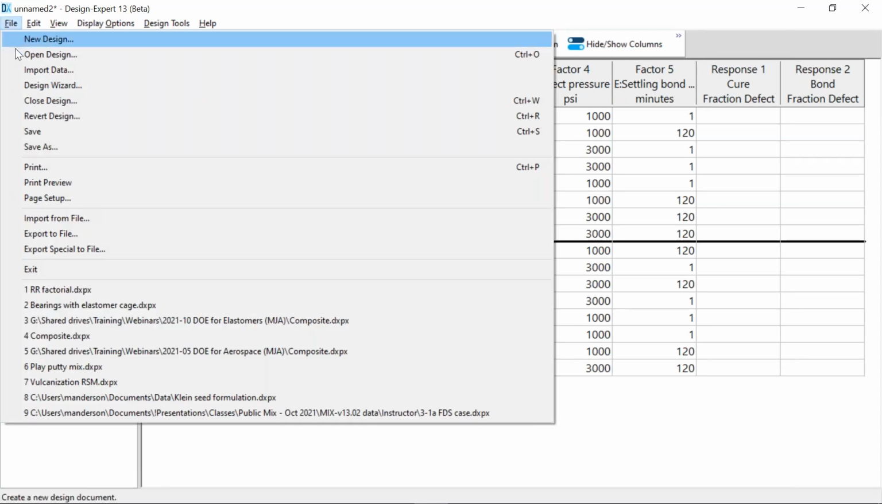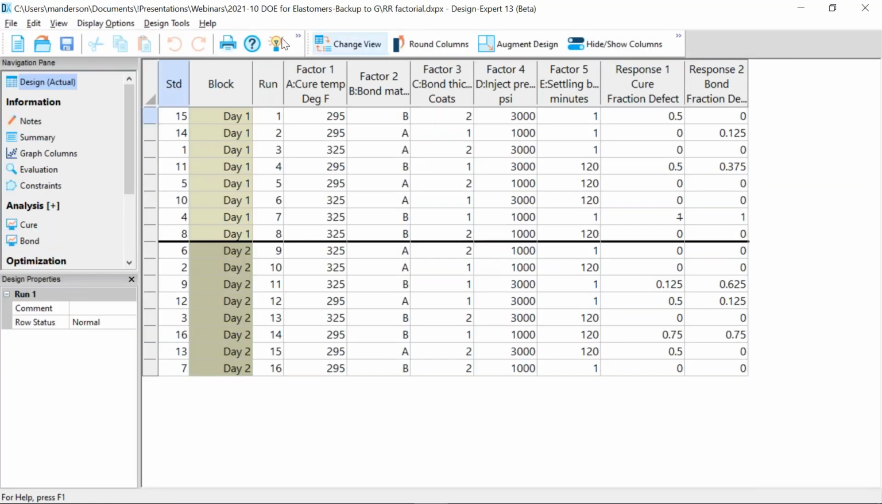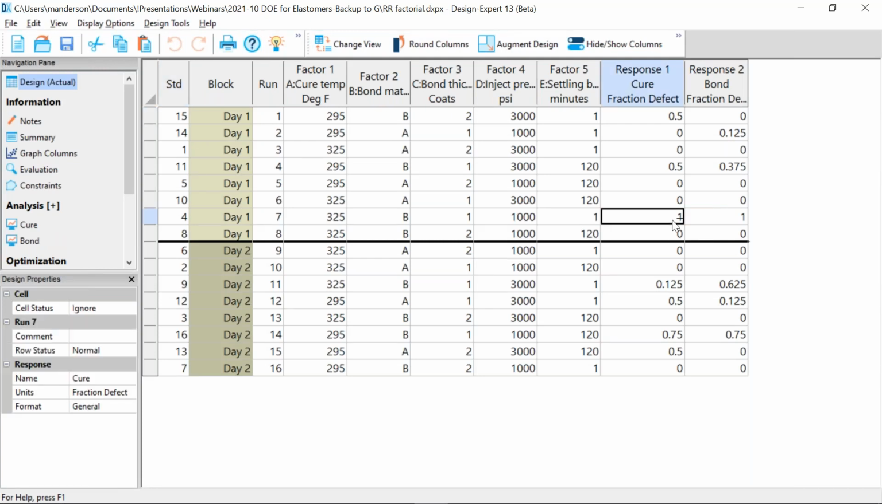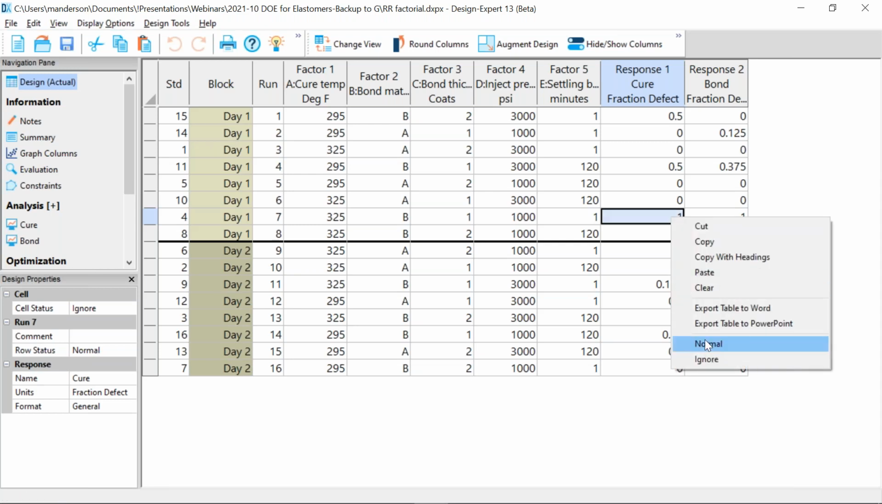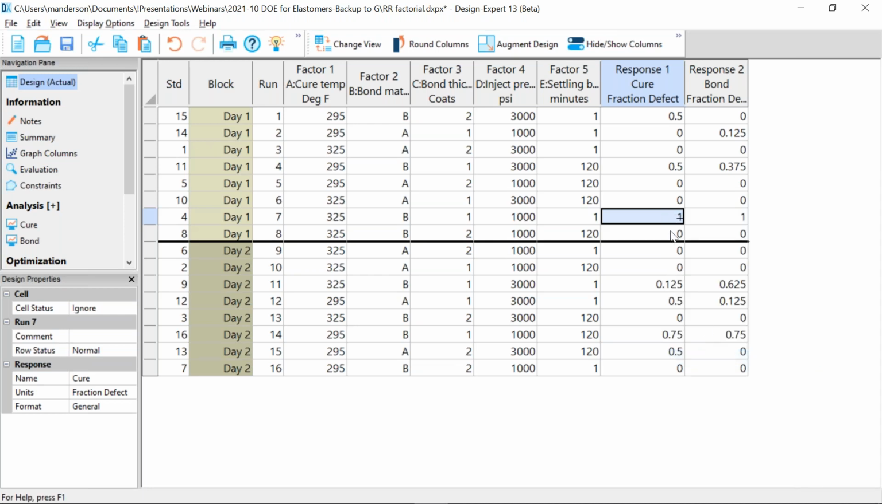So now I'm going to reopen the design. And I noticed that when I open this, there's actually one result that is ignored. So in the program, you can selectively ignore results. And the reason for that is that when we did the diagnostics on it, it turned out to be a true outlier. So we have one result that for some reason came out defective, and it wasn't expected that that would happen and couldn't be reproduced. So I'm just going to leave that out.